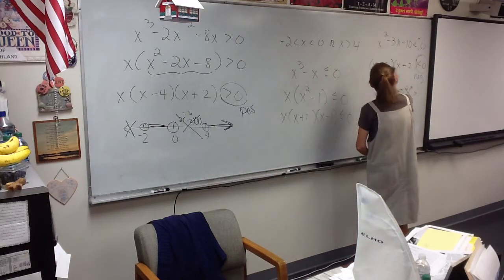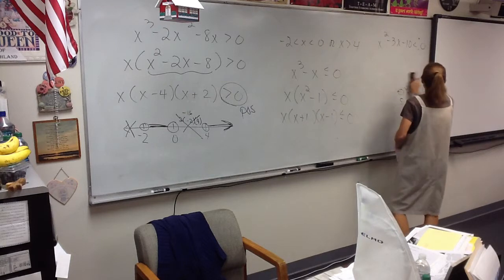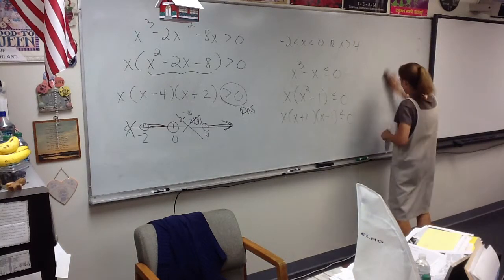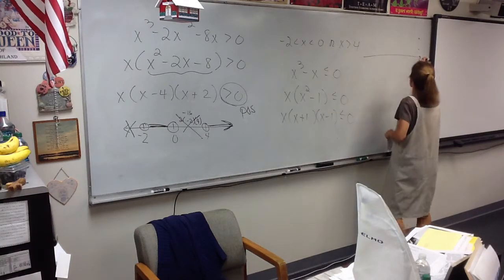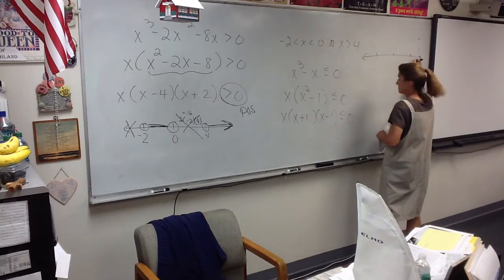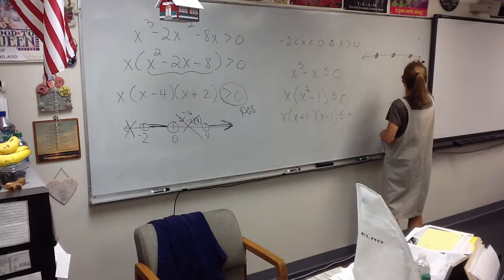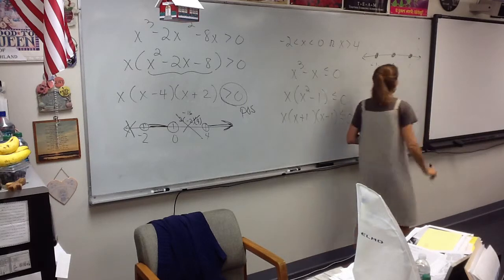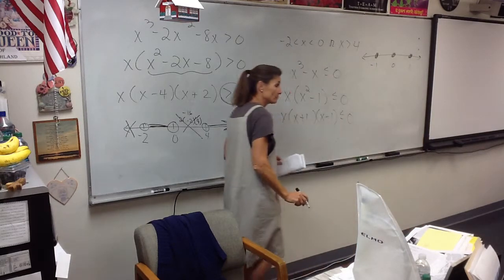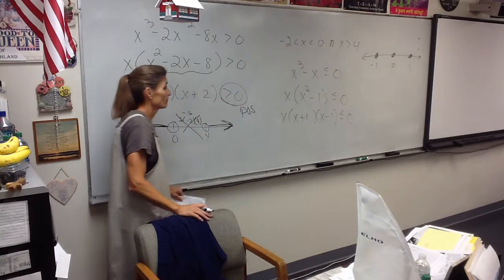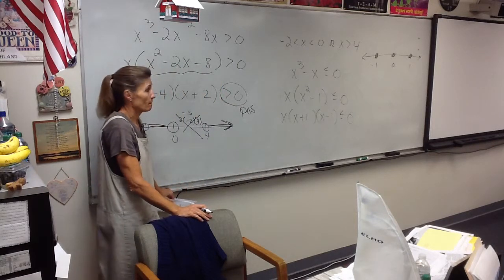How many dots will be on this number line? 3. And where will they be? 1, negative 1, and 0. Make sure they're in order. They're closed.